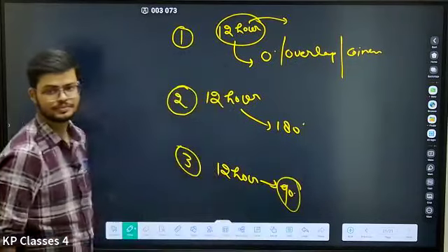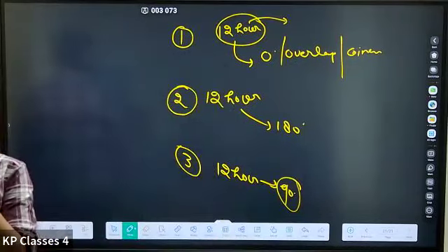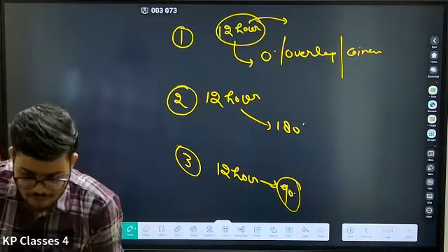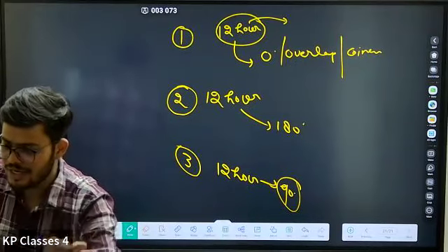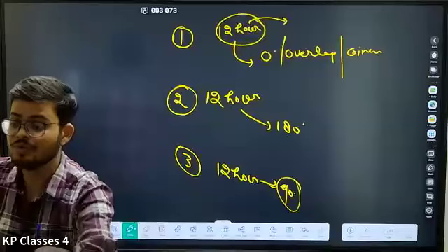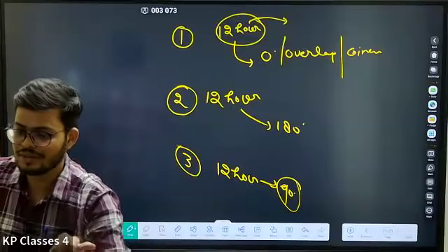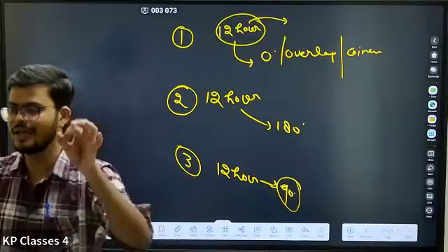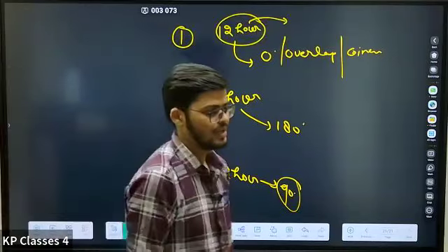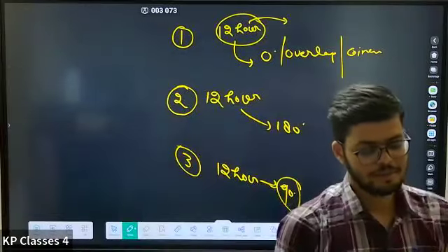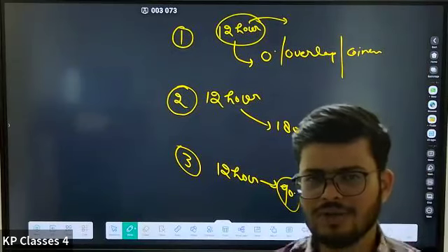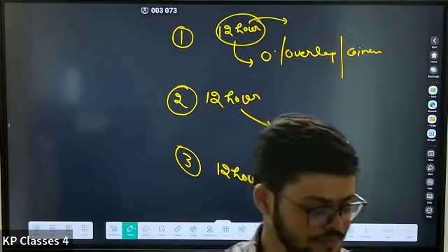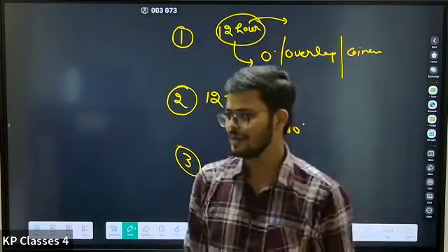Do let me know about it. क्या आंसर होगा पहले का? 12 घंटे में कितनी बार हमारी hands of the clock will be making an angle of 0 degree? They will coincide, they will overlap, they will make an angle of 0 degree. Are you guys able to understand this question? क्या क्वेश्चन हम समझ पाए?